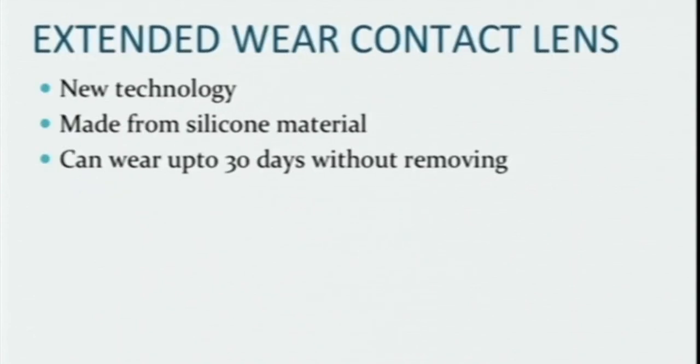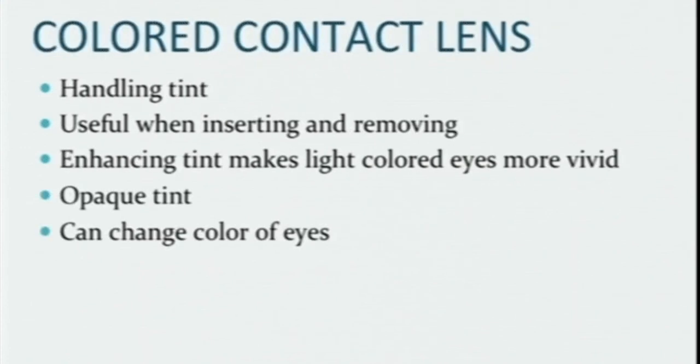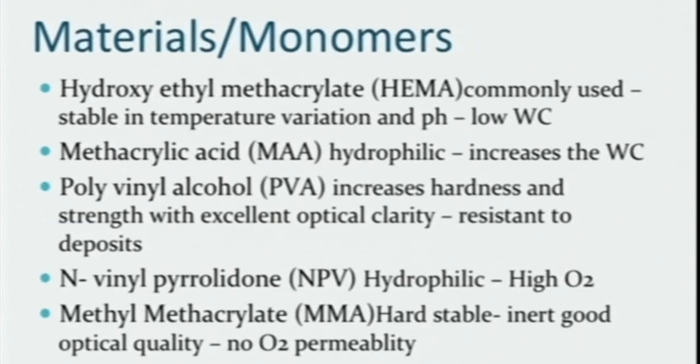And then there is the extended wear lens made from silicone material. Colored contact lens, handling tint. High myope patients will have difficulty in locating the lenses during wear, so tinted lenses will be better for them. And it's useful while inserting and removing the lenses also. The materials which are used in the contact lenses are HEMA, hydroxyethyl methacrylate, polyvinyl alcohol type, and N-vinyl pyrrolidone.